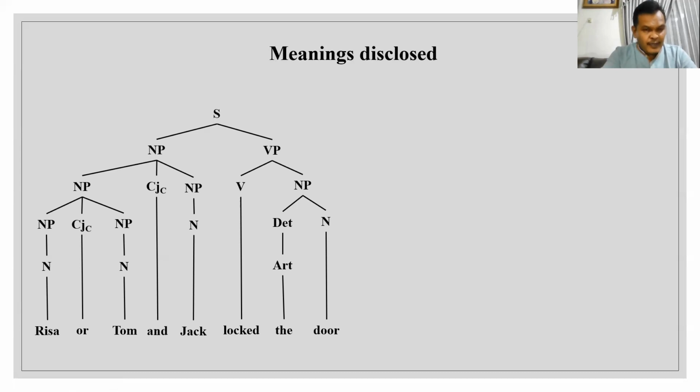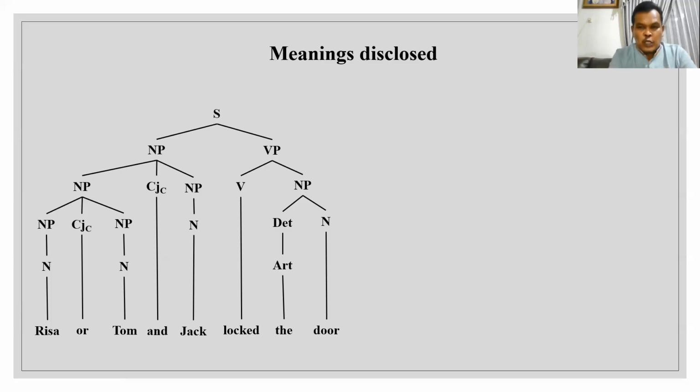So what does it mean? It means that the door may be locked by either Lisa or Tom, by either Lisa or Tom, together with Jack. It means that the door must be closed by more than one person. So you can find the difference in meaning between the two diagrams.